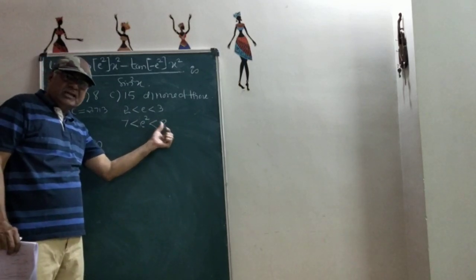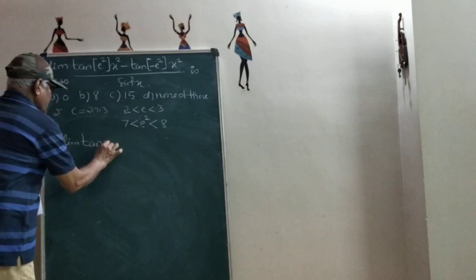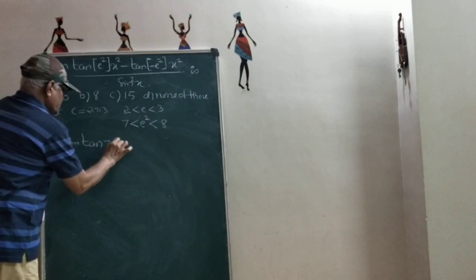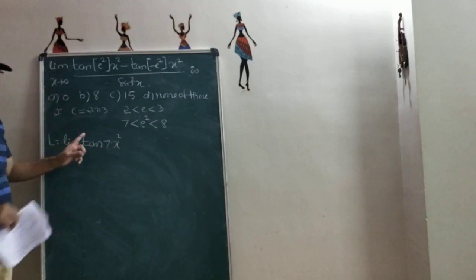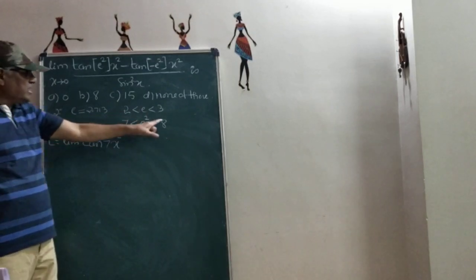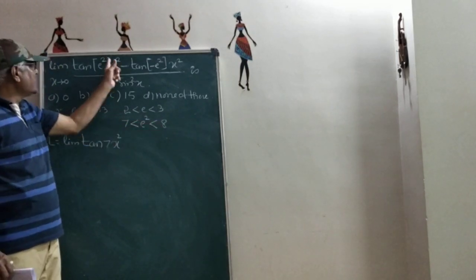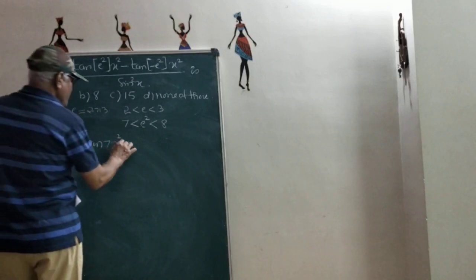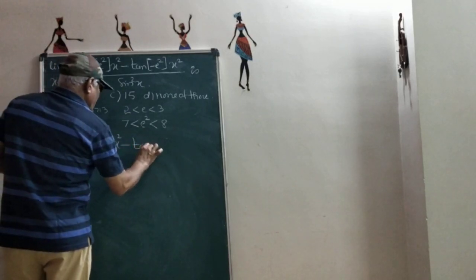What is the integer less than 8? It is 7, and into x square. So 7 into x square. I hope we understood this step now. E square is nothing but less than 8, the integer is 7, into x square, minus tan of.